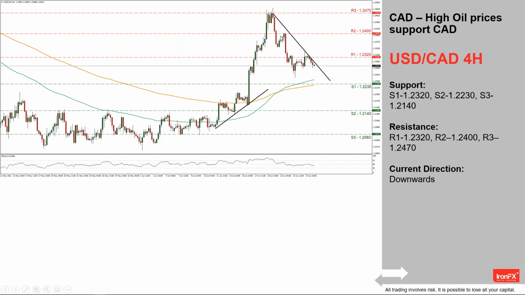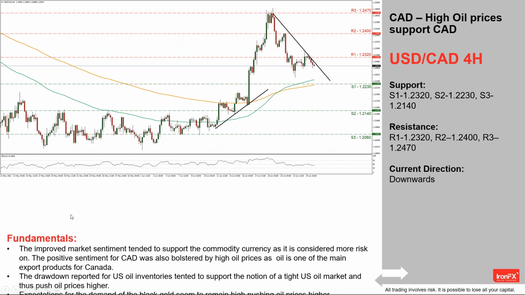Note how it was able to reverse the upward motion practically on the 22nd of June. Even higher than that would be the 1.2470, which is the highest peak in our chart right now. To the downside, we would highlight the 1.2230, even lower than that, the 1.2140, and even lower than that would be the 1.2060.